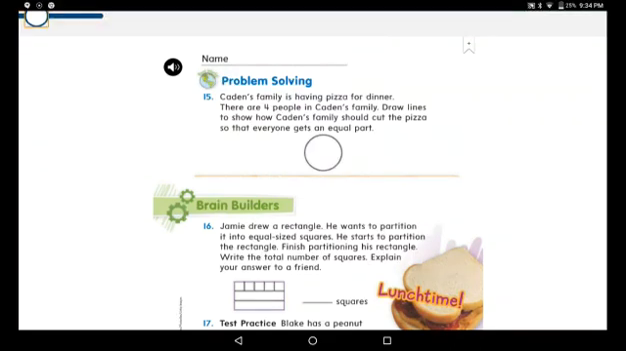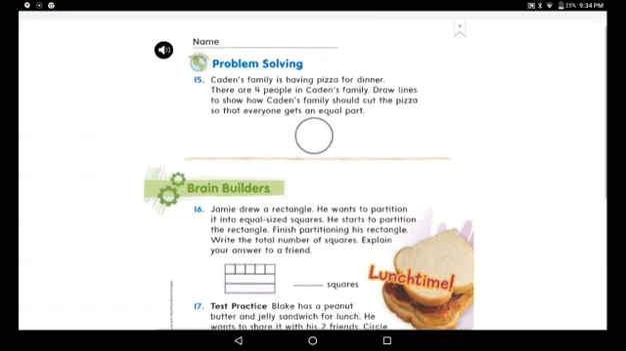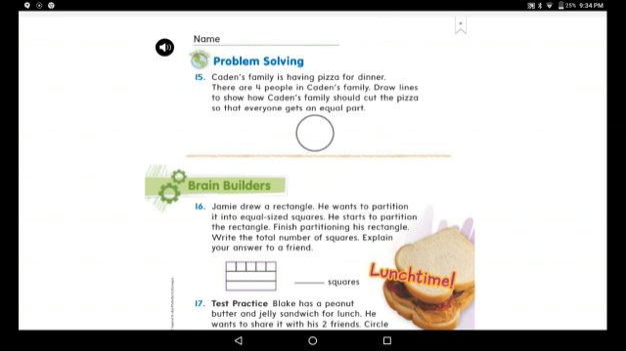What's the difference between the two-dimensional shapes and the three-dimensional shapes? The only difference is the two-dimensional shapes have length and width, two dimensions only, while the three-dimensional shapes have three dimensions: length, width, and height. Let's read together. Caden's family is having pizza for dinner. There are 4 people in Caden's family. Draw lines to show how Caden's family should cut the pizza so that everyone gets an equal part.